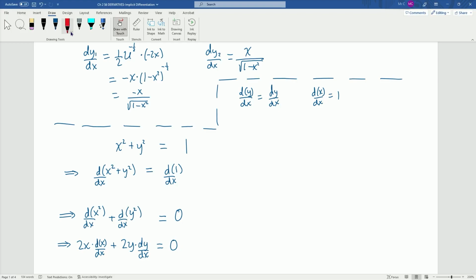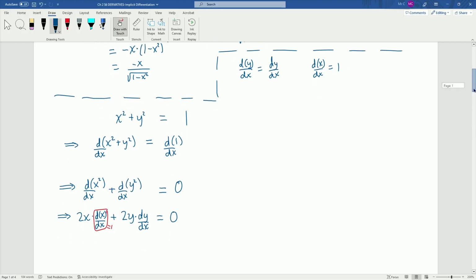But again, of course, this dx is just 1, right? So there's not much point in actually writing it that way. So we won't normally write it that way in the future. We'll just go ahead and finish writing that for this particular example. So we replace this with 1, we get 2x plus 2y times dy/dx.